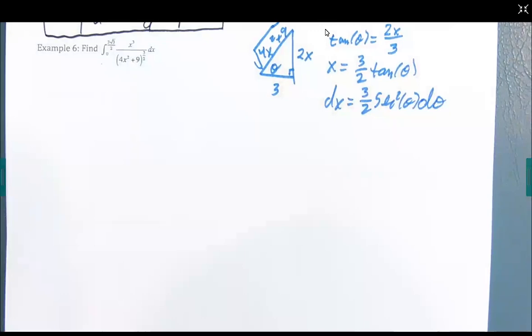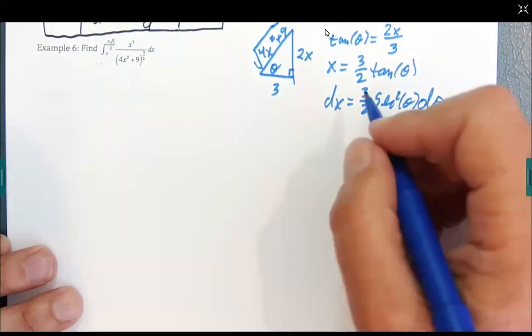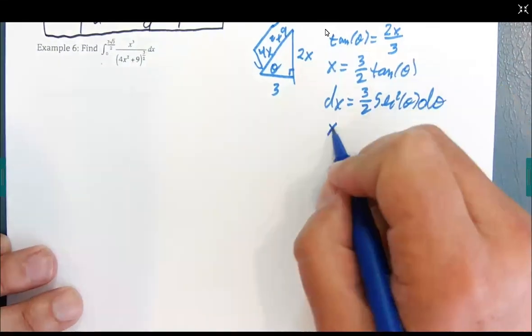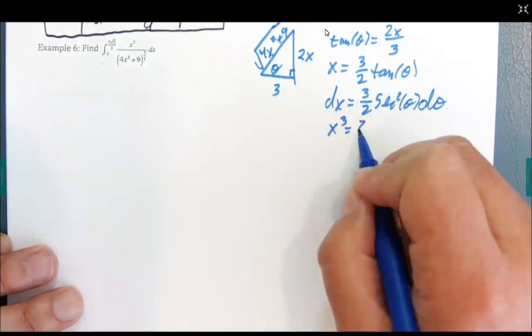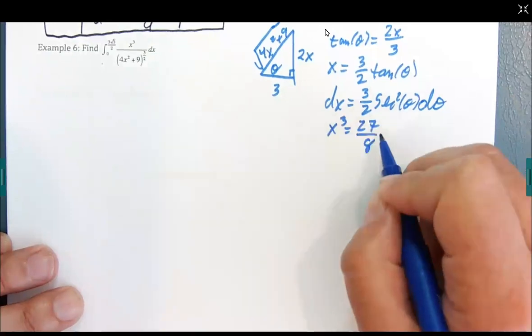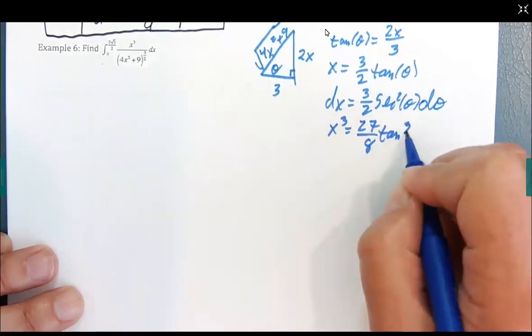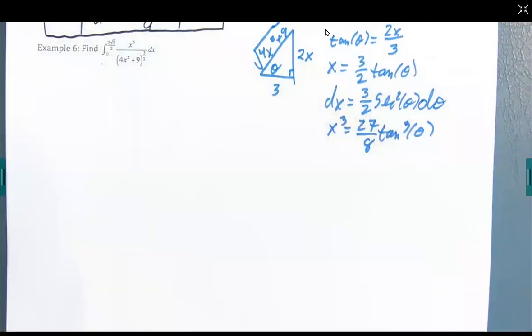Our next piece is x to the 3rd power. x to the 3rd power becomes, I'm just going to cube that, x cubed is 27 over 8 tangent to the 3rd theta. So there's our second piece.